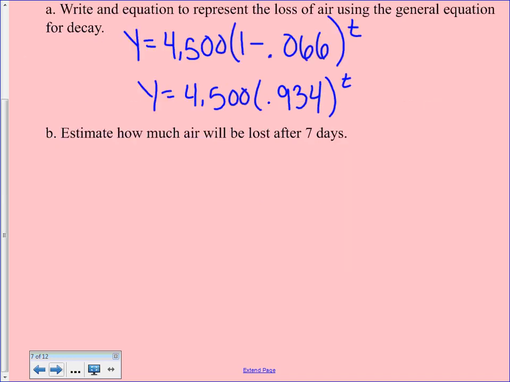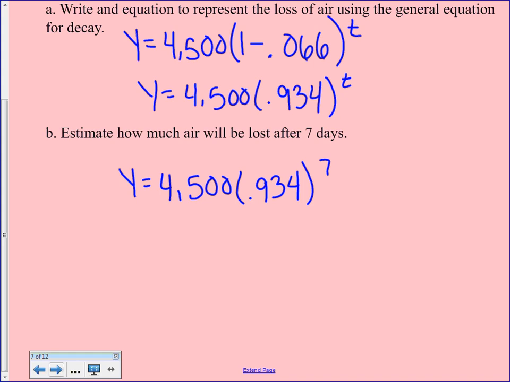The second part of this question asks me to estimate how much air will be in there after 7 days. So my time is 7 days. I'm going to rewrite this equation, but instead of writing t, I'm going to write 7 because I know that's the time period that I'm looking for. So that's raised to the 7th power. You can go ahead and plug that into your calculator.